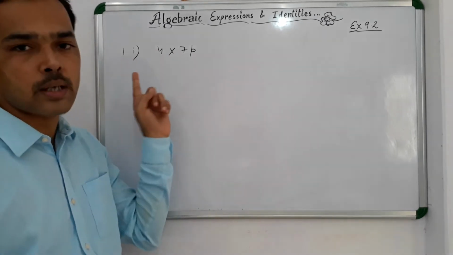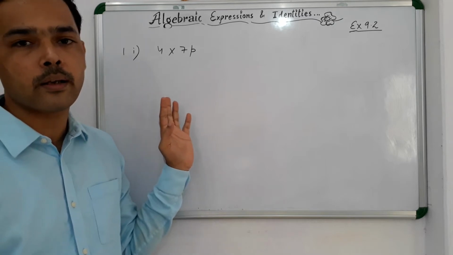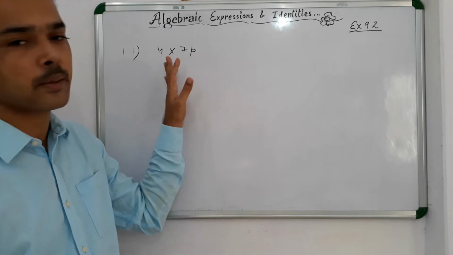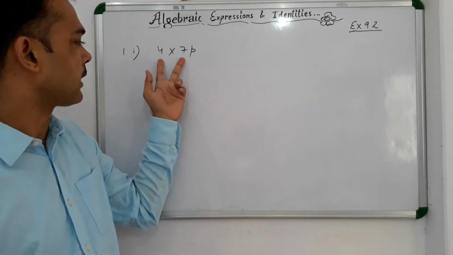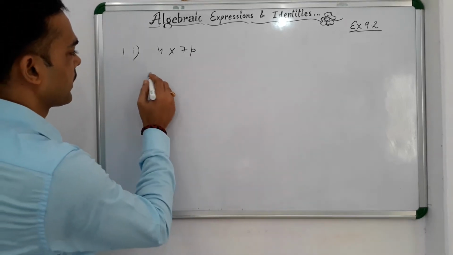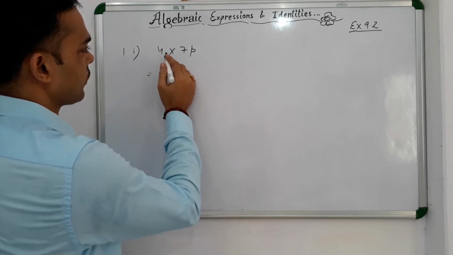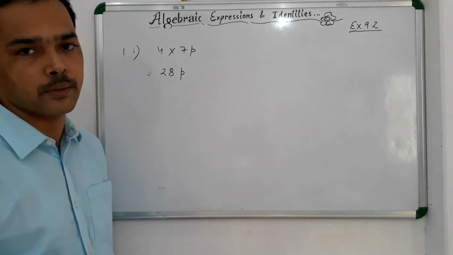Here if there is no sign, it means they both are positive. So when you multiply same signs, then it is always positive. That is why when you multiply this, the result will be positive. Now let's multiply the constant by constant. So 4 into 7 means 28, and there is no variable, but here it is. So in this way you get 28p.